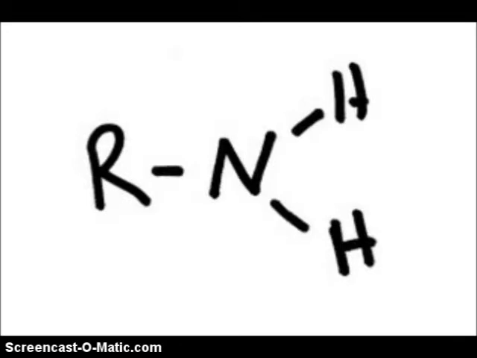Here's an example of an amine. Please note the nitrogen, which is bonded to two hydrogen atoms. Here's an example of a molecule that has an amine functional group. We can see that located right here on the molecule. We have a nitrogen which is bonded to two hydrogens.